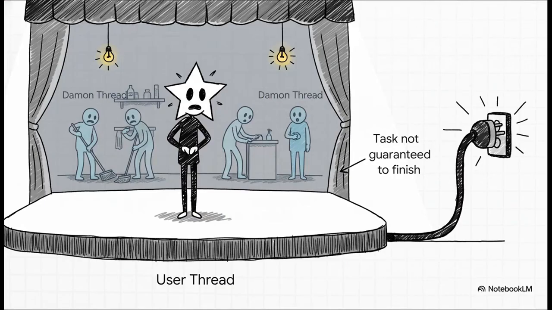Let's break that down a bit. Daemon threads are designed for non-essential stuff, housekeeping tasks. Think of them as the roadies for a rock band. They're working while the main show is happening. But, and this is so important, there is zero guarantee they'll finish what they're doing. The second the main show is over, boom, the lights go out and they're done.